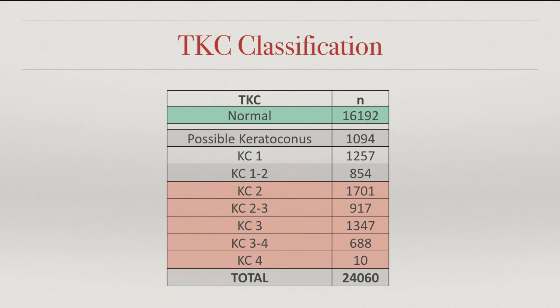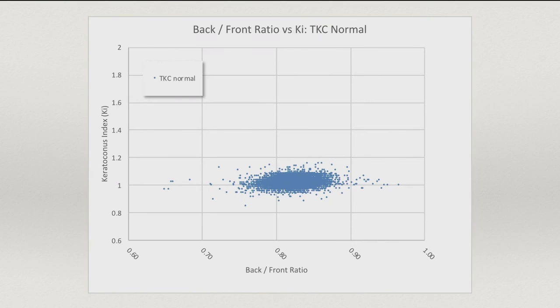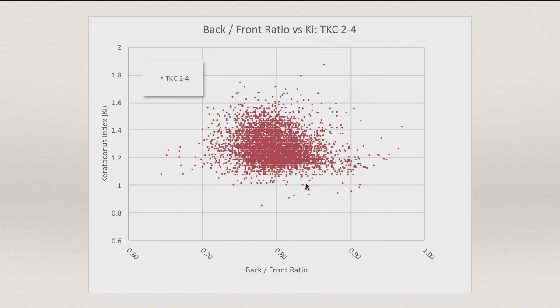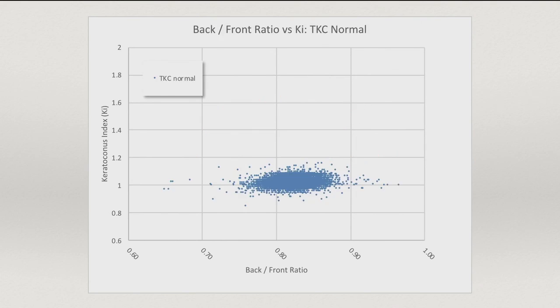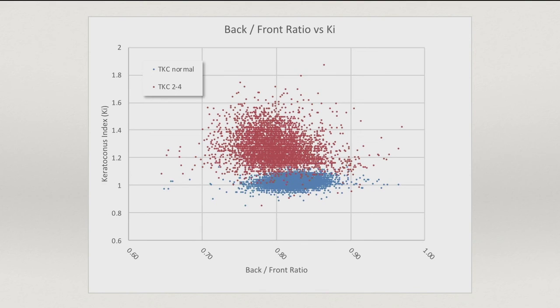To look at it graphically and make it easier to understand, we separated the normal eyes and the keratoconus graded 2 to 4. Here I'm plotting it against another index just to see the plot. The back-front ratio varies from 0.75 to 0.85 in normal eyes. If I go forward, I can see the same thing in the keratoconus eyes. They spread much more, they have more influence, and it's shifted to the left.